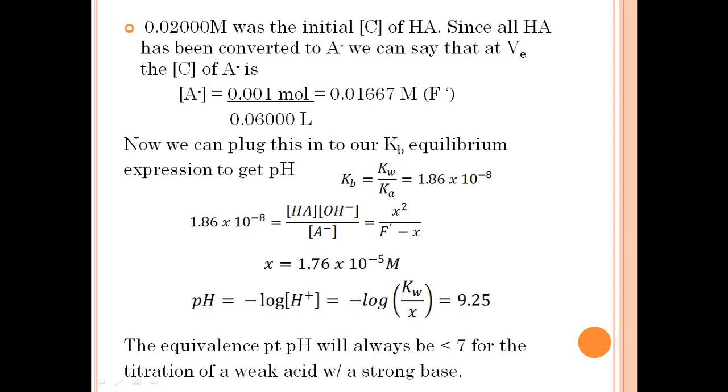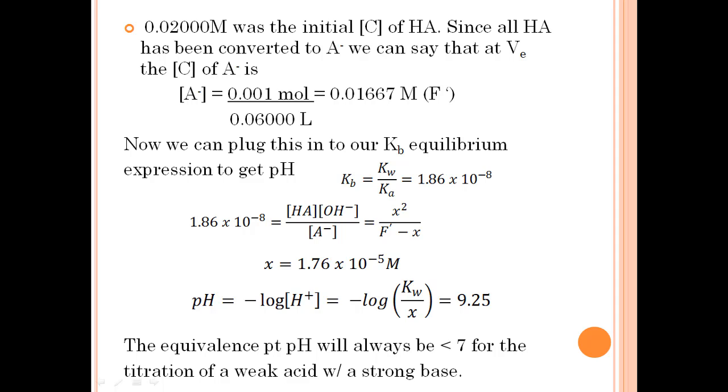So we would have 1.86 times 10 to the negative 8th is equal to, of course, your HA times your OH divided by your A minus. That's, of course, x squared over F prime minus x. If you calculate all of that and you do the quadratic equation, you should get 1.76 times 10 to the negative 5 molar. Remembering that is your concentration of OH. I want the pH, so I can take the negative log of Kw, 1.0 times 10 to the negative 14th divided by my x, and that'll give me my pH.